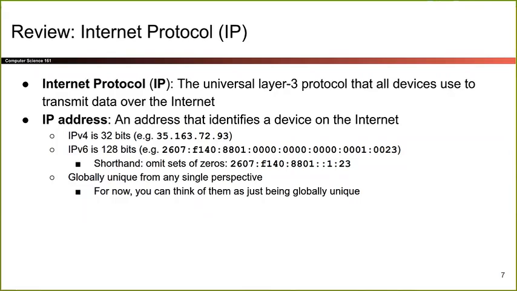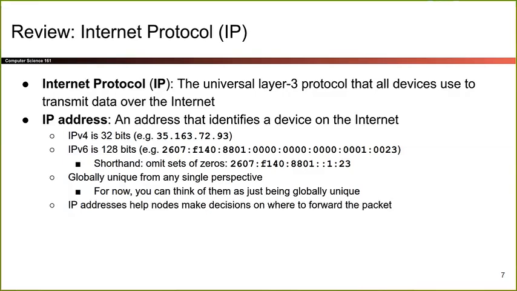So there's just one IP address with 35.163.72.93. This identifies one device in the entire world. That's not entirely true because of something called network address translation, or NAT, but I think we'll either cover that later or maybe not at all. But for now, you can just think of IP addresses being globally unique.